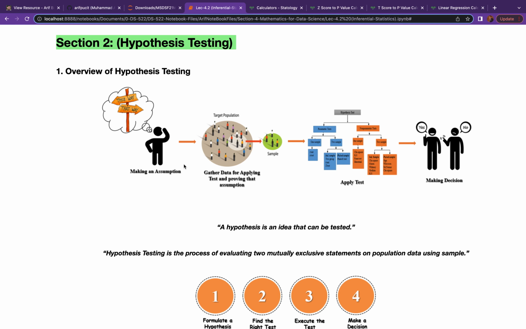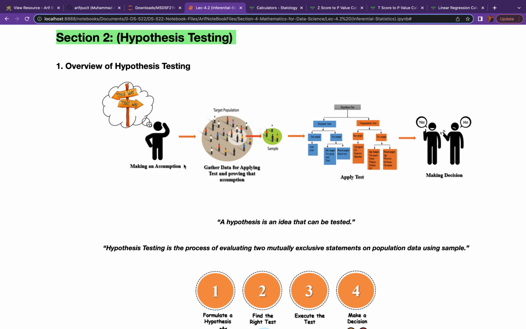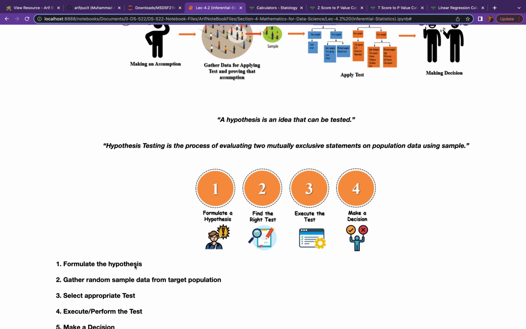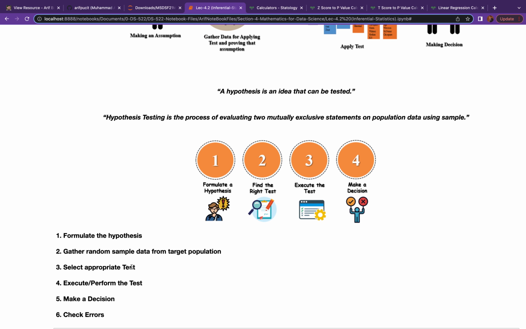Okay, so the next $100 question is how to do hypothesis testing so that we can either accept or reject the hypothesis. My dear students, I have divided the hypothesis testing into these 6 steps, although just 4 are shown in this image. First of all, we need to formulate the hypothesis, a null hypothesis, and of course, an alternative hypothesis.